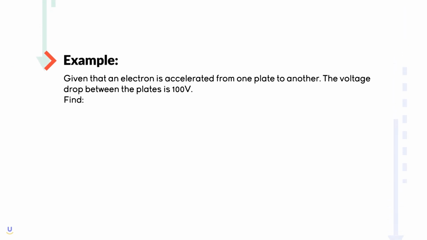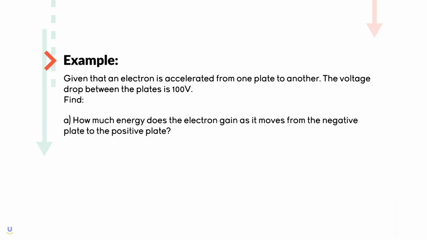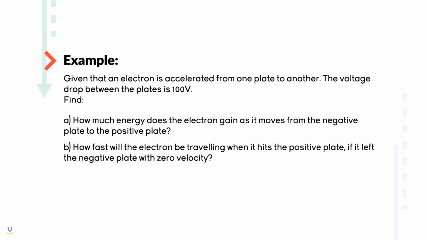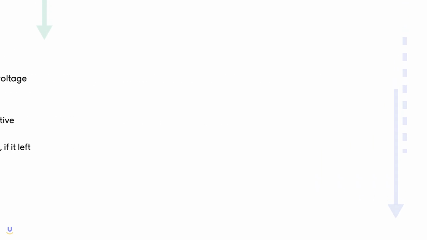So, let's tackle the next question. Given that an electron is accelerated from one plate to another, the voltage drop between the plates is 100 volts. Find A. How much energy does the electron gain as it moves from the negative plate to the positive plate? B. How fast will the electron be travelling when it hits the positive plate if it left the negative plate with zero velocity?